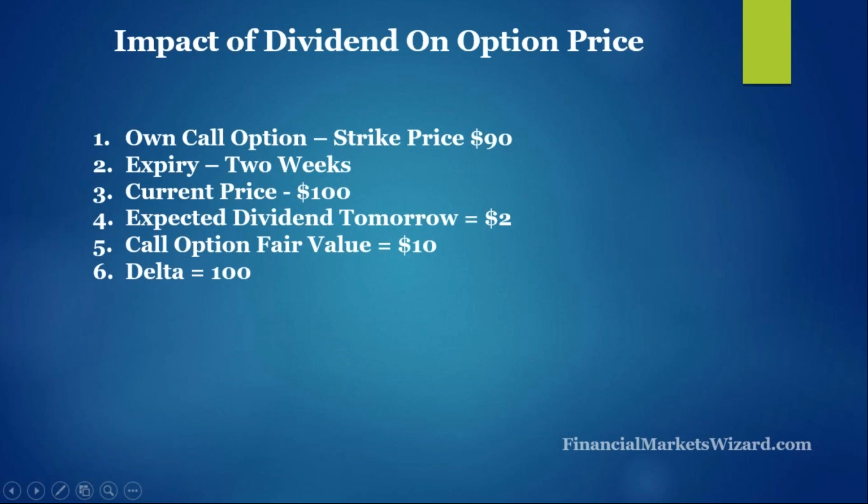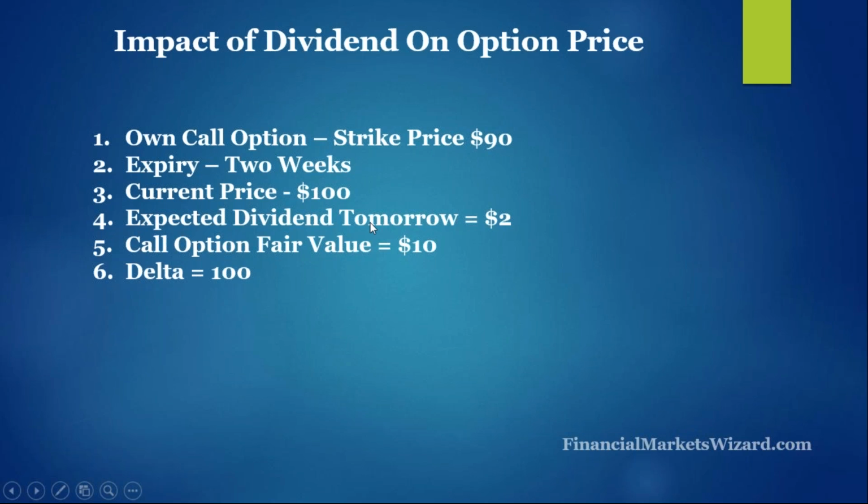We will have another 10 minutes of presentation. So let's explain this impact of dividend on option price. Let's say you own an option with strike price 90. Apple is trading at, suppose, $100 and you have the right to buy at $90. So you own a strike 90 call and expiry is in 2 weeks. So the option expires in 2 weeks.